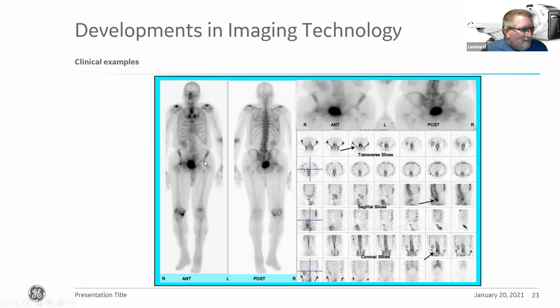And this is a pattern showing where they've had a hip replacement. So again, because it doesn't take up the radioactivity, we see it as nothing. So if a patient for some reason doesn't take up any activity at all, what we'll see on our image is nothing. It's not like we'd see on a standard x-ray or anything else.